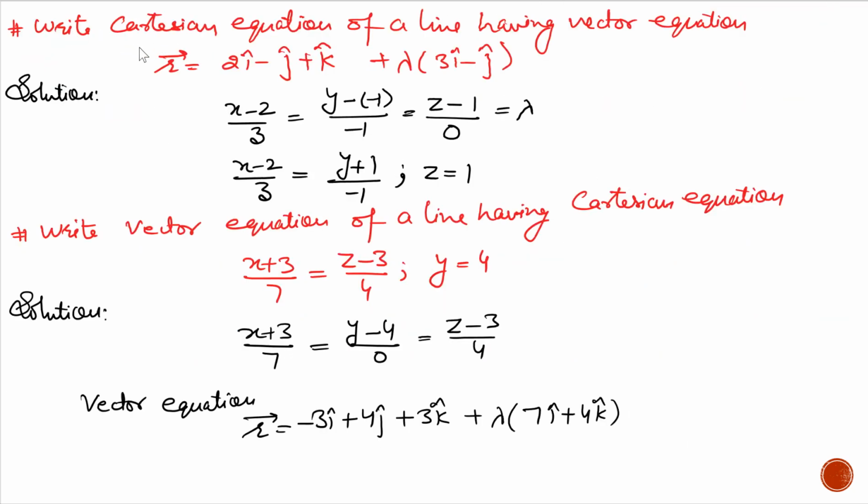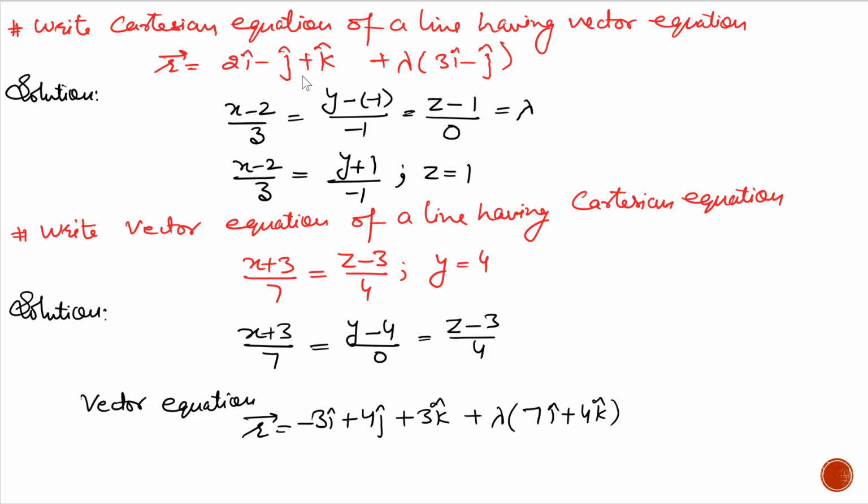Next example, how to convert Cartesian equation into a vector equation or a vector equation into a Cartesian equation. First example, write Cartesian equation of a line having vector equation r vector equals to 2i cap minus j cap plus k cap plus lambda times of 3i cap minus j cap.